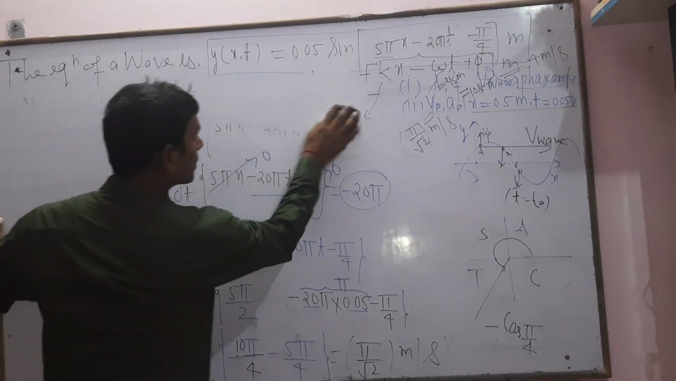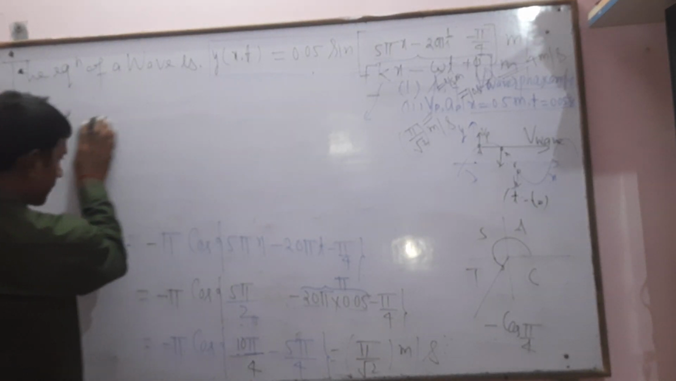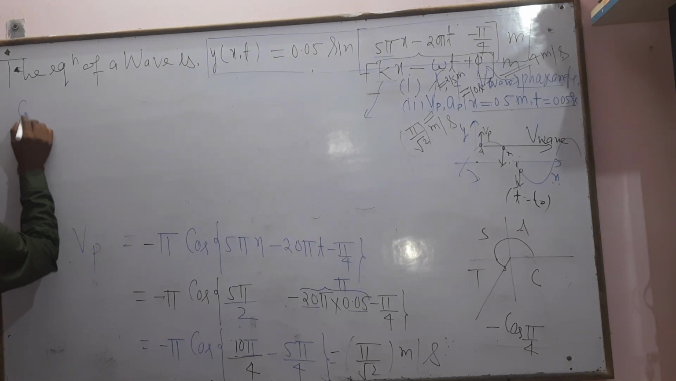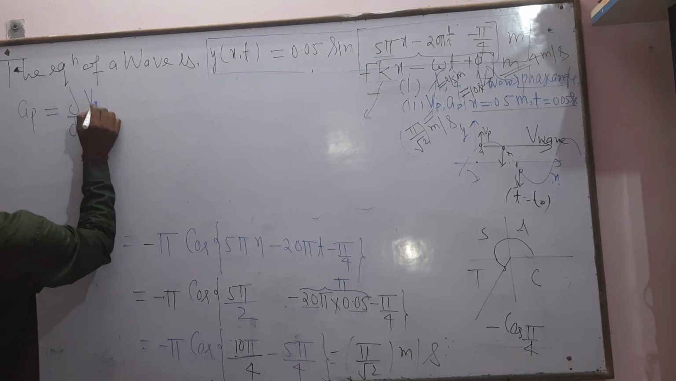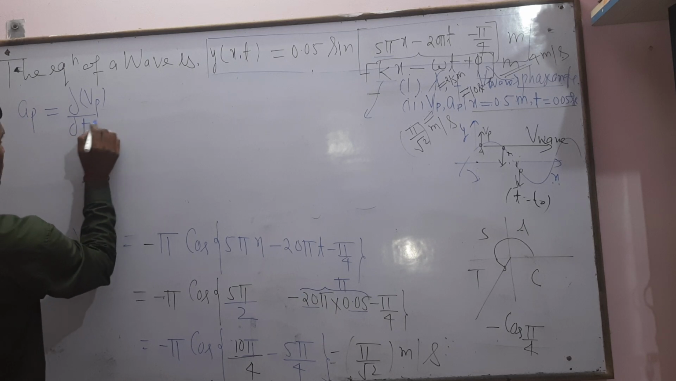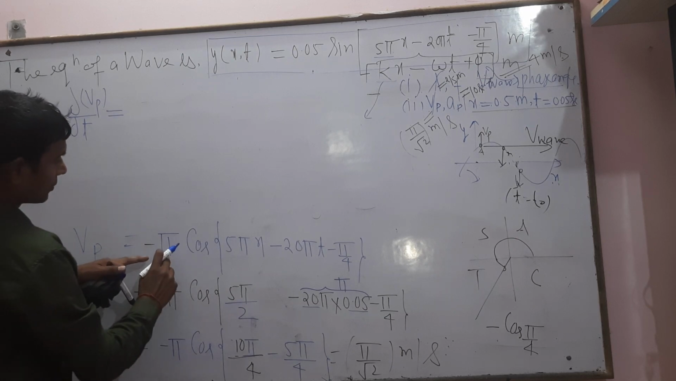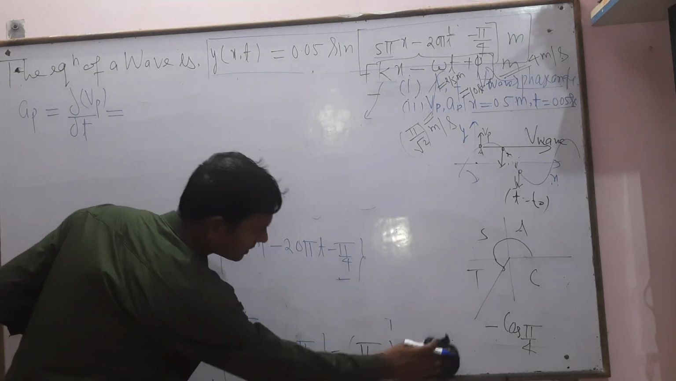Also we have to find the acceleration of a particle. The velocity of the particle is here. Acceleration of a particle means the partial differentiation of the velocity of the particle with respect to time t. The velocity of the particle is this, so that number is given. Also, this is the cos function.